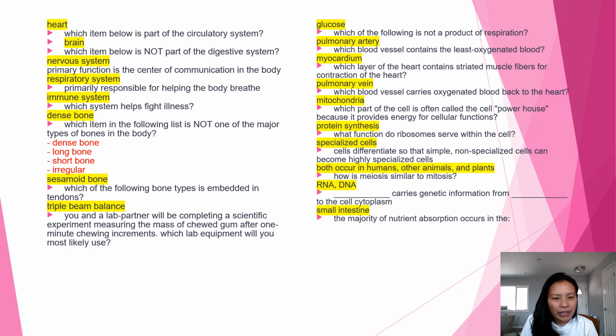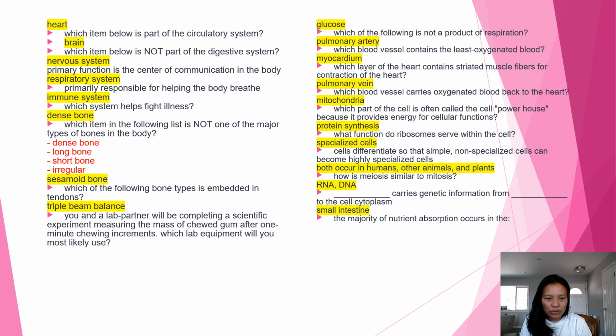Okay, primarily responsible for helping the body breathe is the job of the respiratory system. Which system helps fight illness? As we all know, we learned this in our biology class, that our immune system helps fight illnesses, right? Okay. Which item in the following list is not one of the major types of bones in the body? Is it the dense bone, long bone, short bone, or irregular? Okay, so the dense bone is not one of the major types of bones in the body.